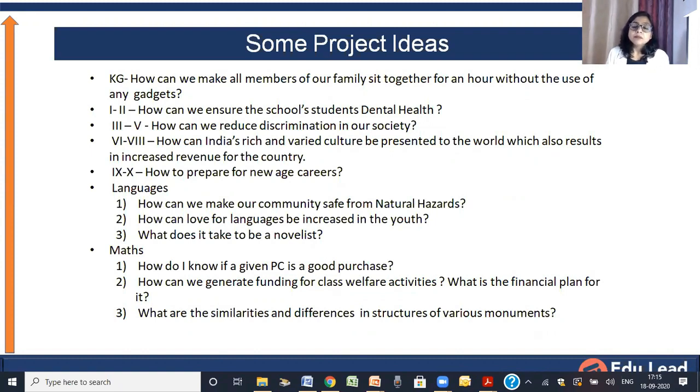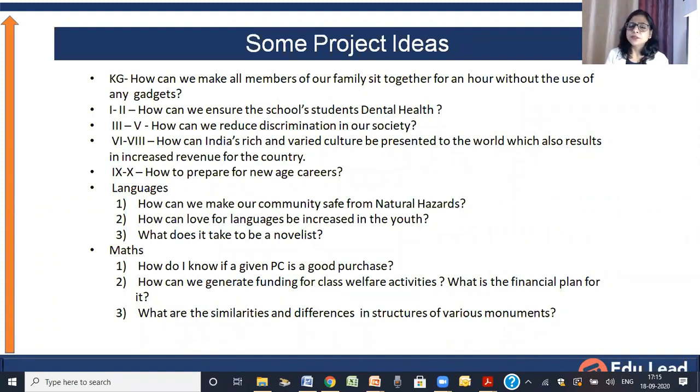Okay. Questions for grades 1 to 2 could be: how can we ensure our school students' dental health? So you are expanding it and making it for the entire school, and they have to work towards dental health, right? So how do we make it? For grades 3 to 5, it could be: how can we reduce discrimination in our society?